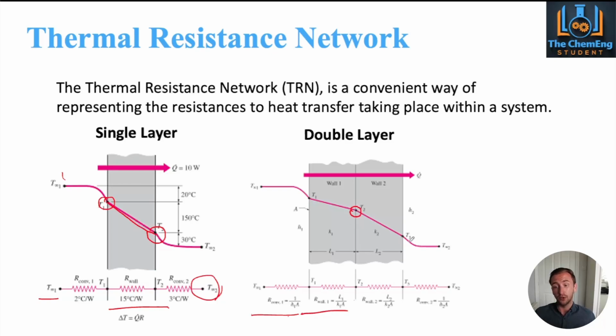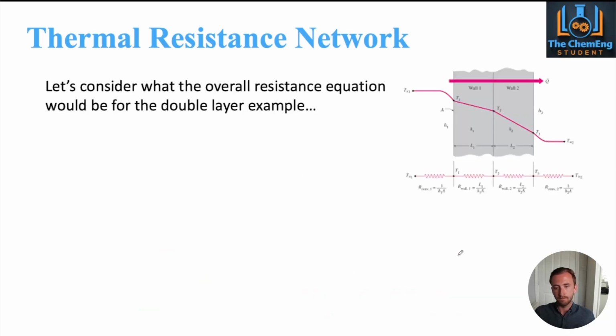But then from T2 to T3, it's just another conduction resistance. So this time it would be the values of K2 and L2, and then finally we round off with the second convection heat transfer resistance.